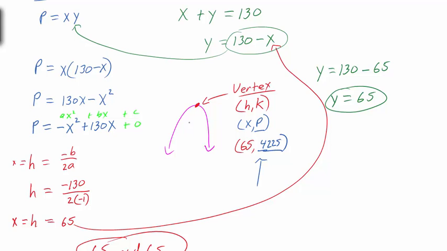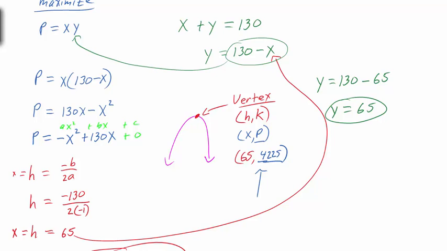So the vertex here, if we were to graph this negative x squared plus 130x in the calculator, your vertex would be 65 for the x value and 4,225 for the y value. So don't get too confused here. I know you're using x and y a little differently, but keep in mind that this vertex, the x and y value, which is the h and k, is 65, 4,225. And when we look at the equation x plus y equals 130, x is 65, and y, which is our second number, is also 65.